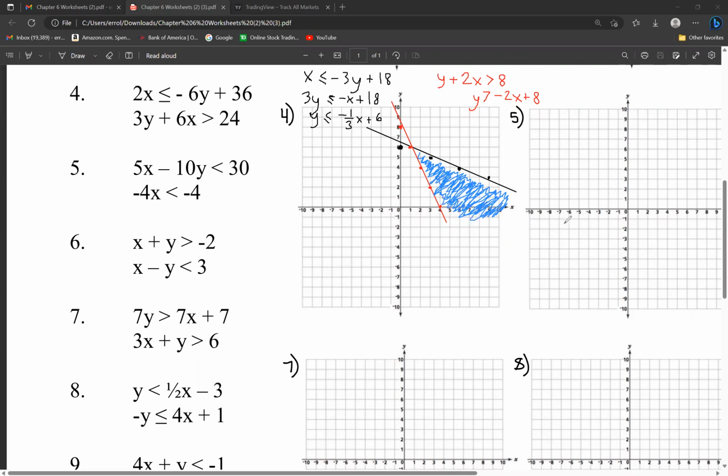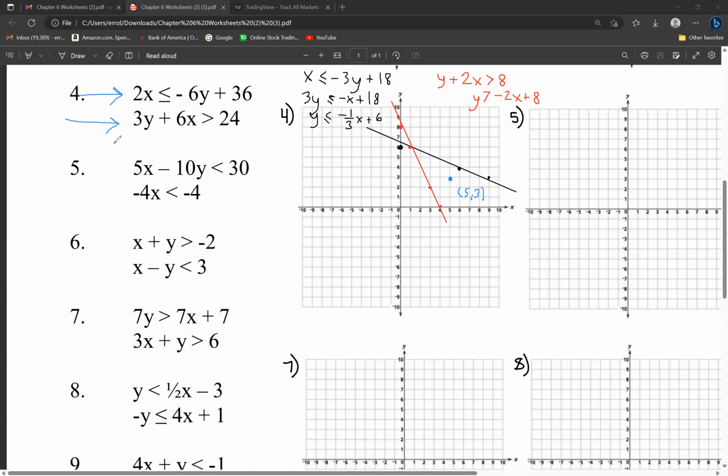What does that mean? Does that mean that you can plug it in? If we were to take a point in this blue section and plug it in, what would happen? It would be true. Okay, so if we were to take this point right here, what's this point? 5, 3. If we were to take 5, 3 and plug it into this equation and this equation, what would happen? It would be less than or equal to.